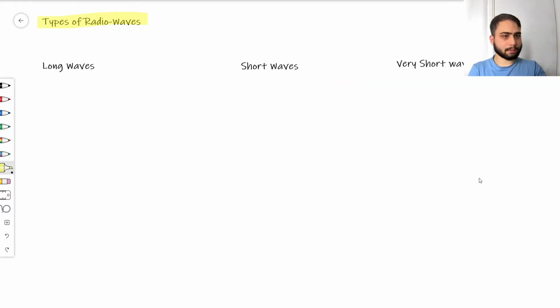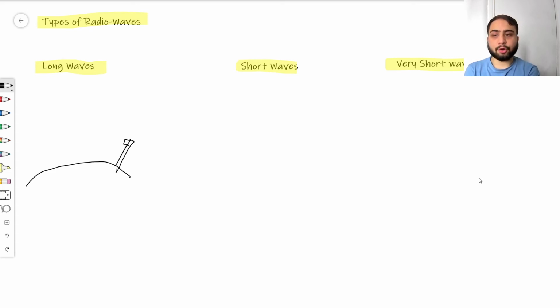Now, there are three types of radio waves you need to be aware of for your GCSE: long waves, short waves, and very short waves. So what are some of the differences between the three? For our long waves, here I have the Earth, a small part of it, and I have my transmitter along here. Long waves can actually curve across the surface of the Earth. Why can they do that? That's because they can diffract through the air.